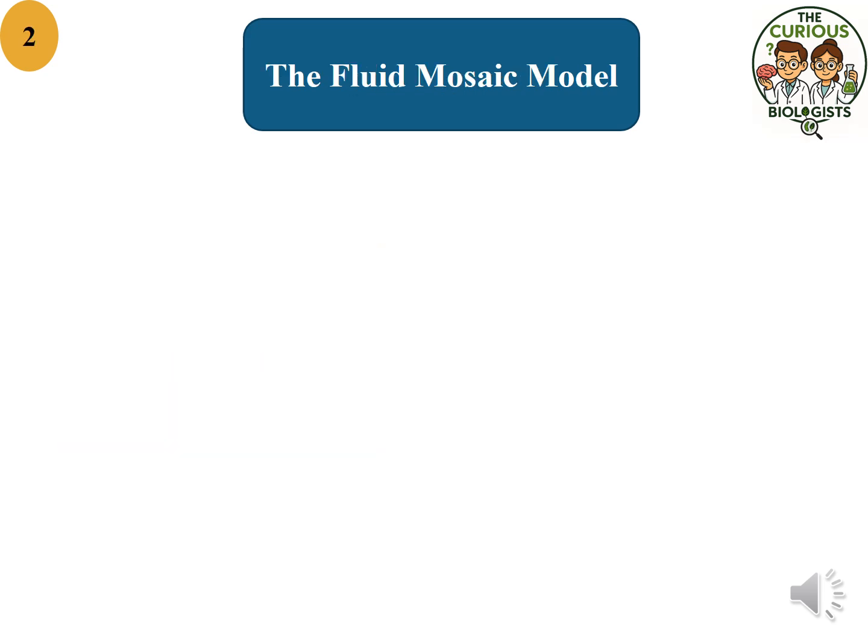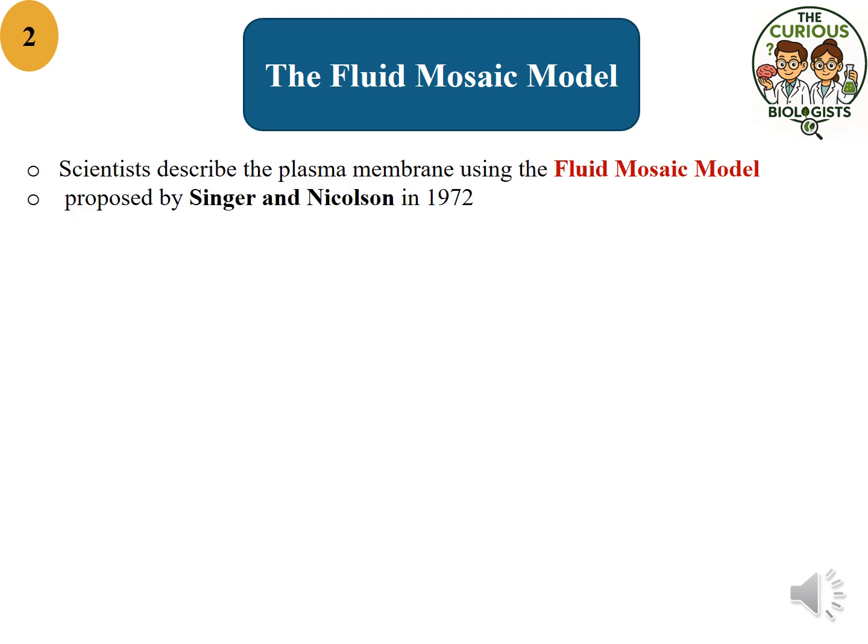Next question is, how does this plasma membrane look like? How is it seen? Basically, the scientists describe the plasma membrane using a model which is termed as fluid mosaic model, which was given or proposed by Singer and Nicholson in 1972. There are two words in this name, that is fluid and mosaic.